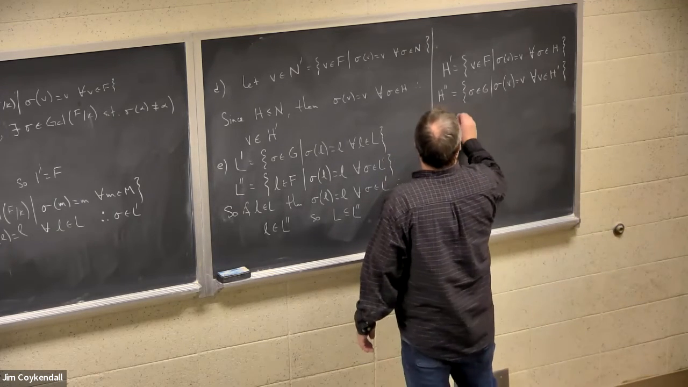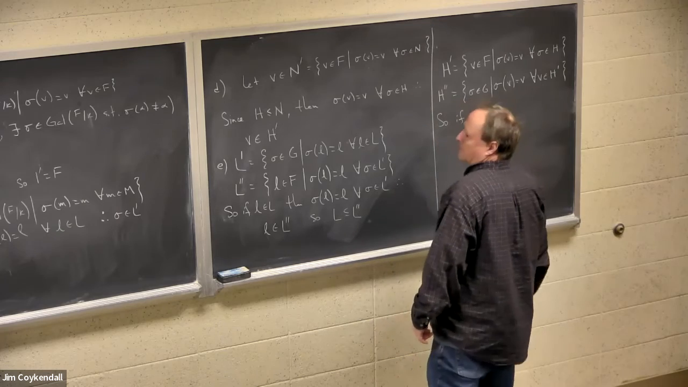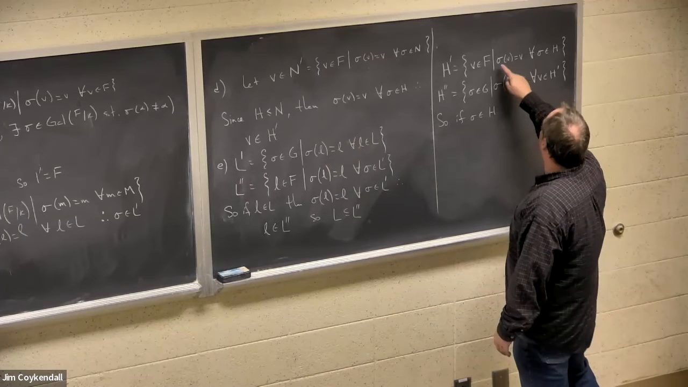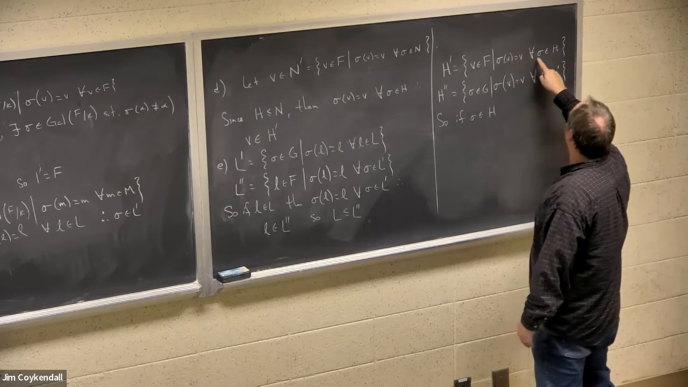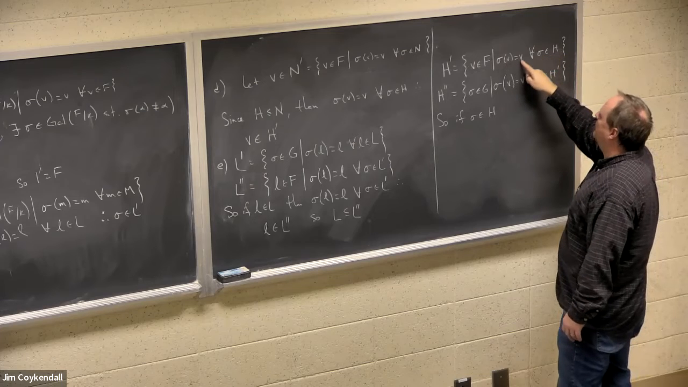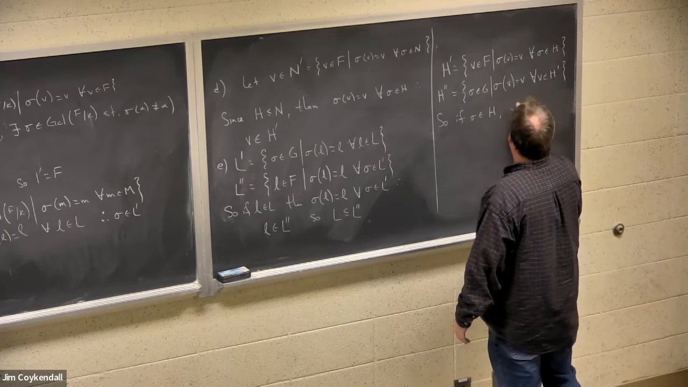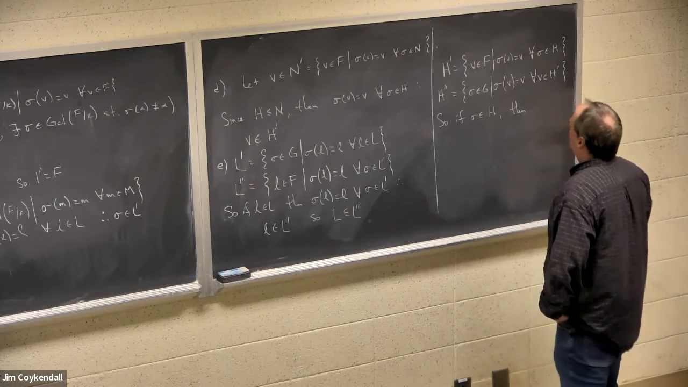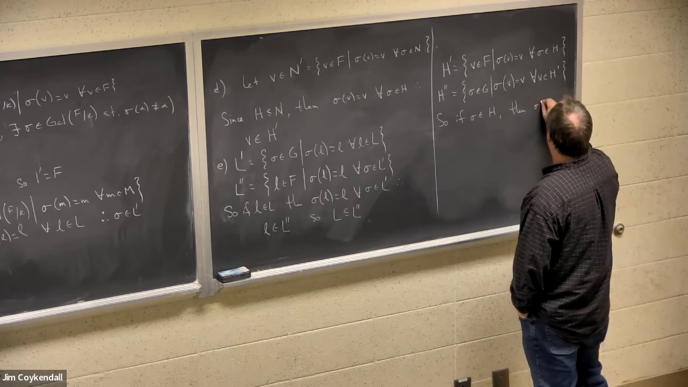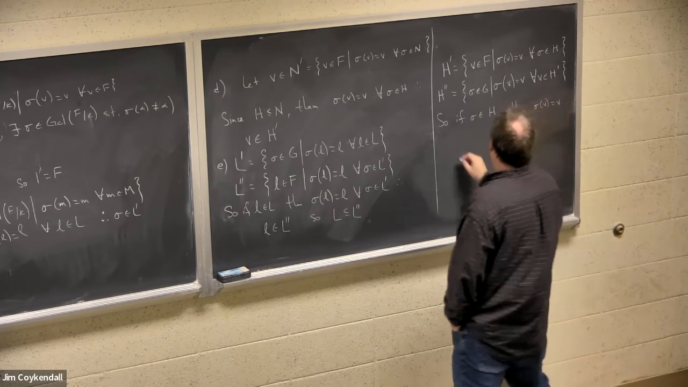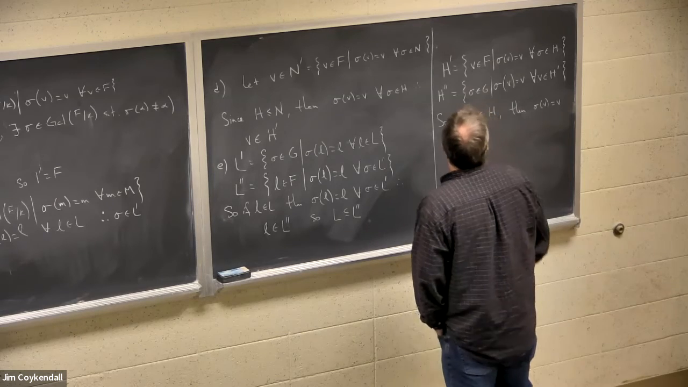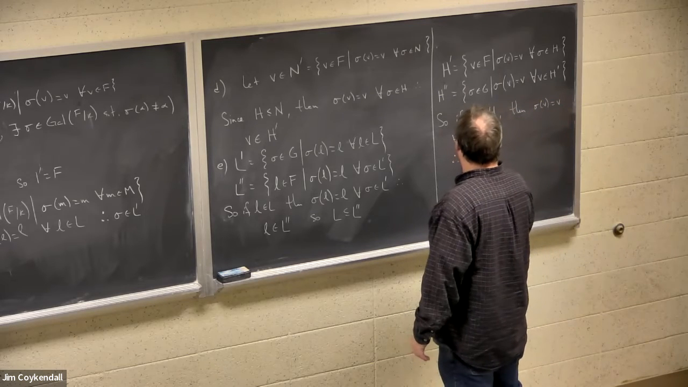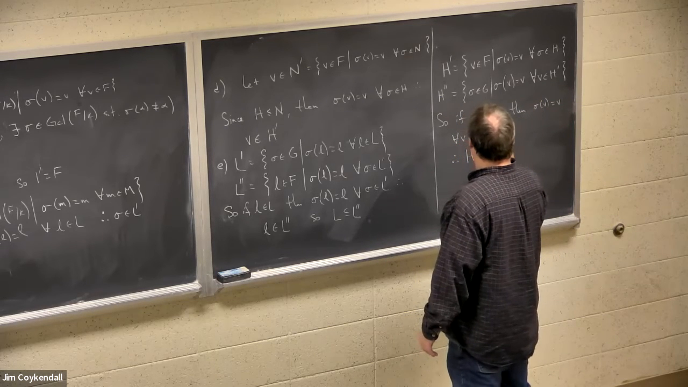So if sigma is in H, then sigma of V equals V for all V in H prime, because every V in H prime is fixed by everything in H. Therefore, H is contained in H double prime.